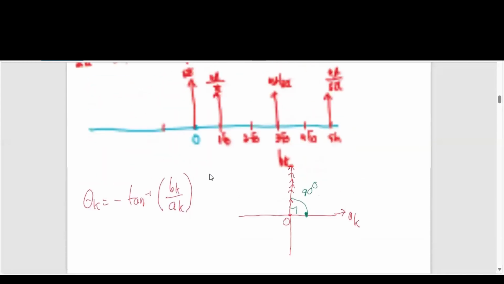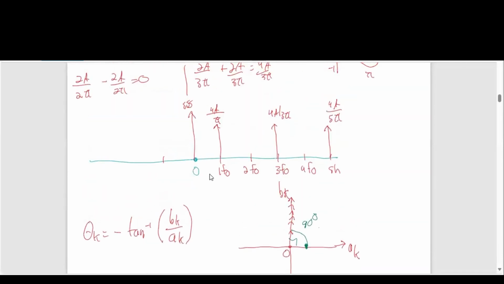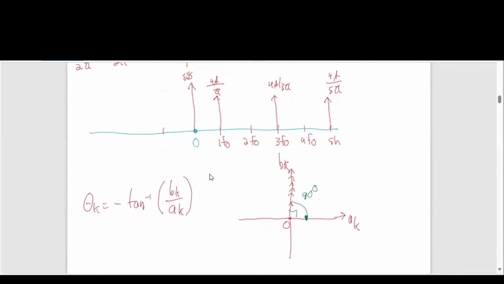So if I also plot the phase of this across all the odd harmonics, so 1, 3, 5, that's a single side, we end up with a constant. So minus 90, minus 90, minus 90. It would just be constant, it wouldn't change. That's because ak was 0.